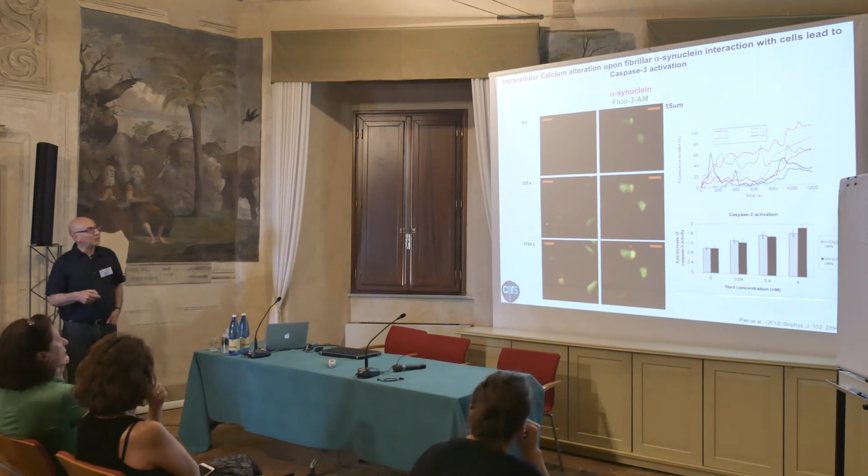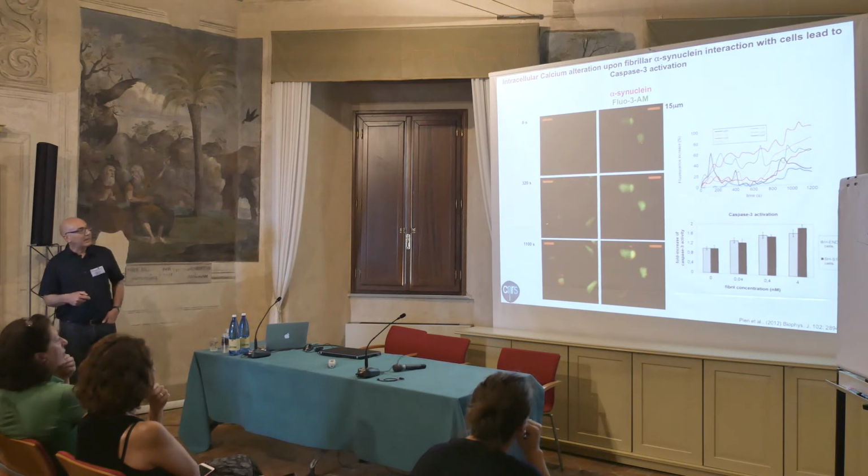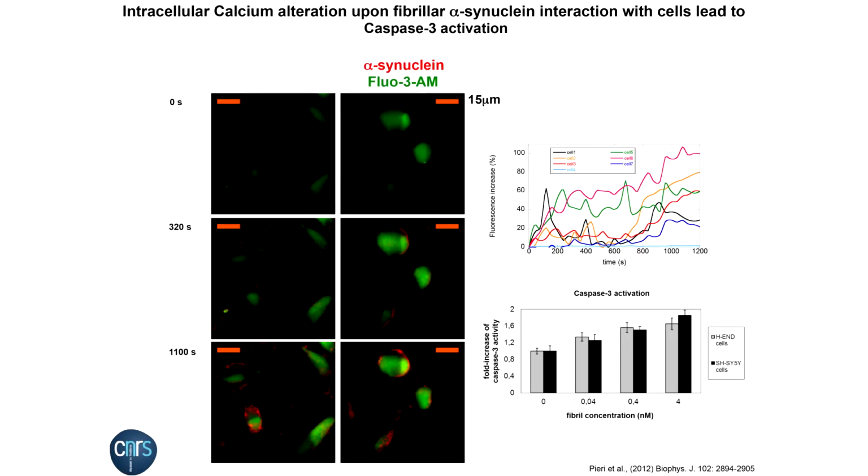We filled the cells with a fluorophore that is sensitive to calcium concentrations, and we exposed these cells to fluorescently labeled alpha-synuclein. I don't know if you see, but it's red, and you can see it here on the cells. And we recorded over time what happens, and you can see that the fluorescence is increasing. You can measure individual cell or many cells.